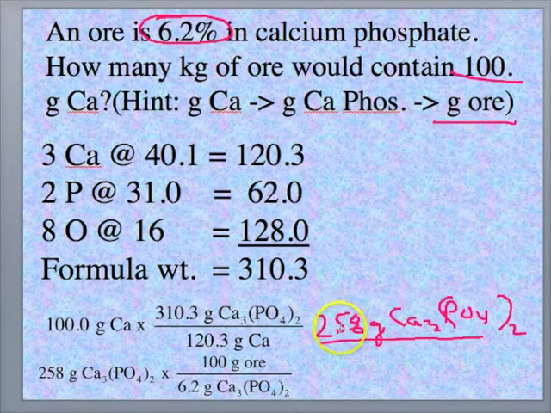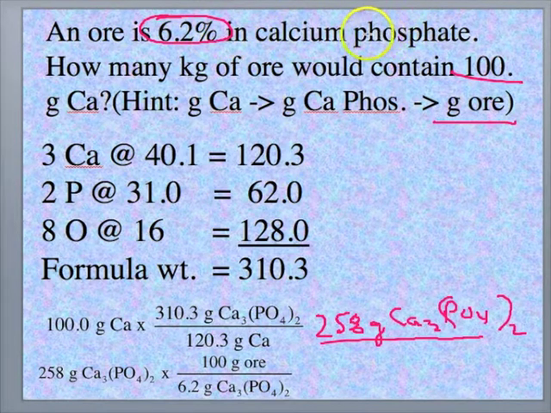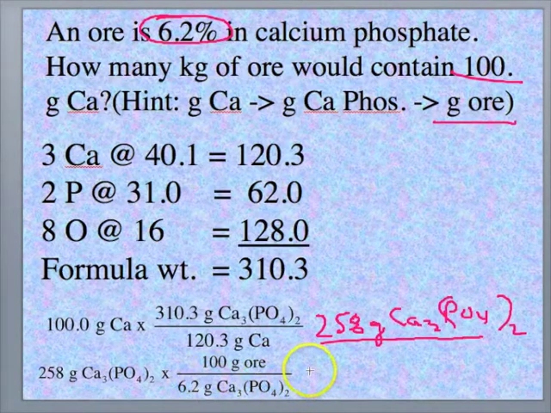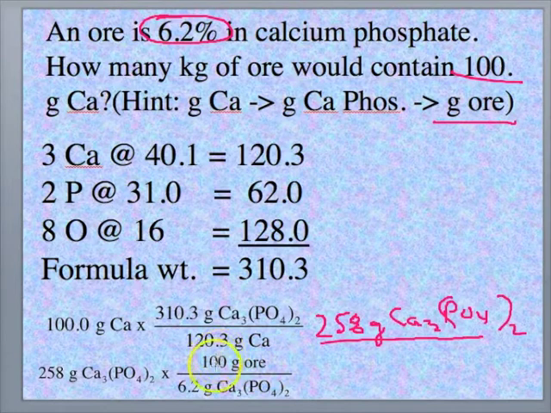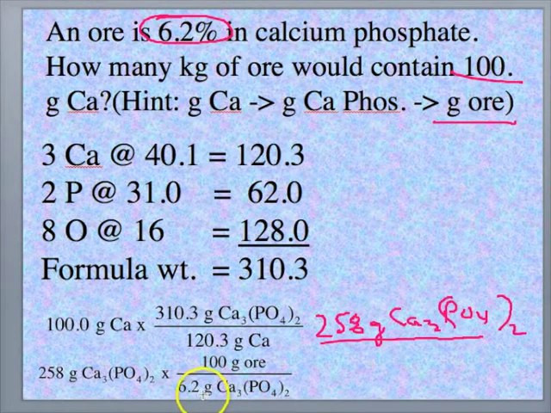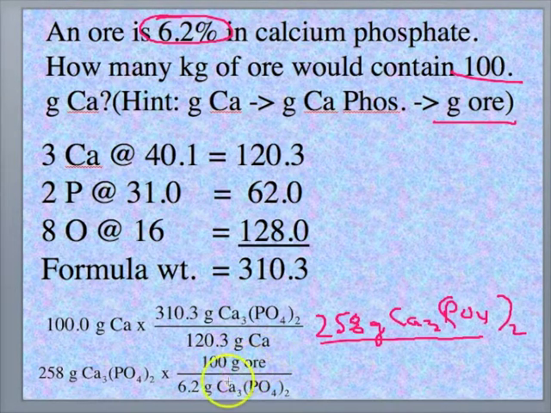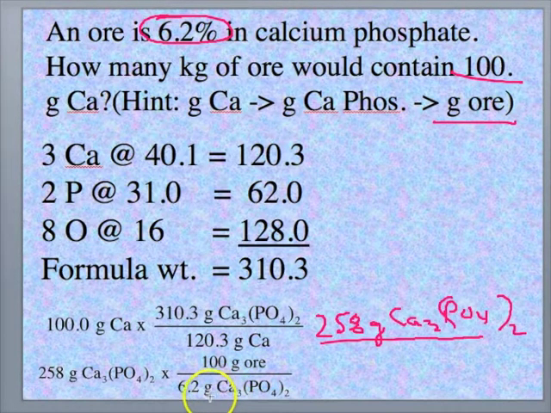Well, what is percent? It means per 100. And if it's 6.2%, the ore is 6.2% calcium phosphate. That means that for every 100 grams of ore, you have 6.2 grams of calcium phosphate. So this is the ratio, either 100 divided by 6.2, or 6.2 divided by 100. And you want the ratio that's going to cancel out grams of calcium phosphate and leave you with grams of ore. So that means you have to put the 100 grams of ore in the numerator, and 6.2 grams of calcium phosphate in the denominator.